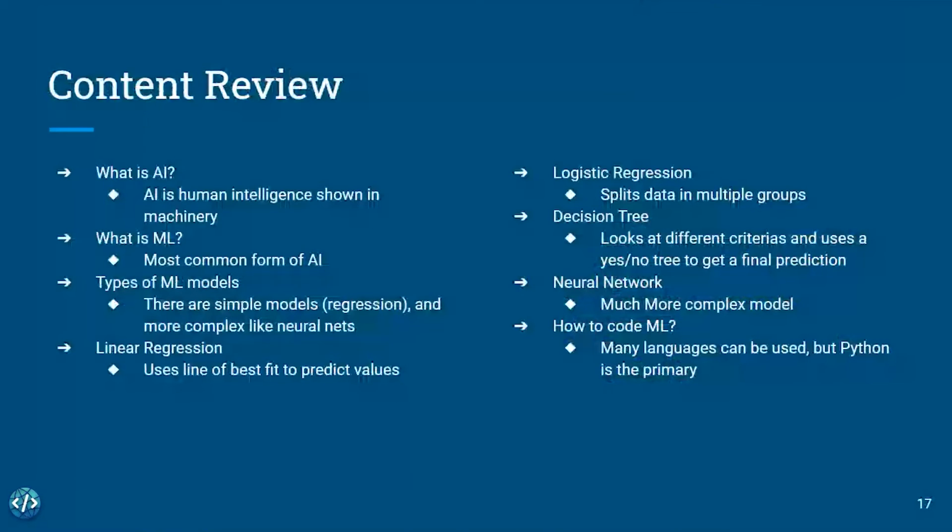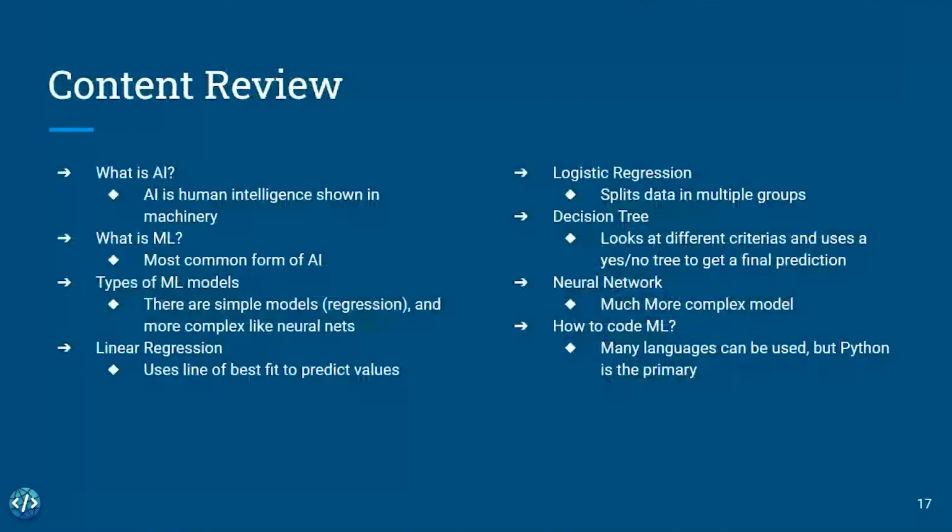Now, let's review all of the content. AI is human intelligence shown in machinery, and ML is the most common application of AI. There are many different types of models, and some are more basic and some are more complex. Linear regression uses the line y equals mx plus b to make predictions, and logistic regression splits the data into groups and uses a logistic function to make predictions.